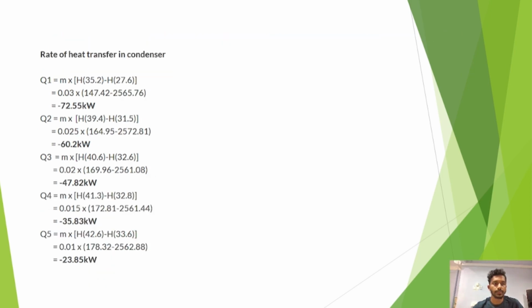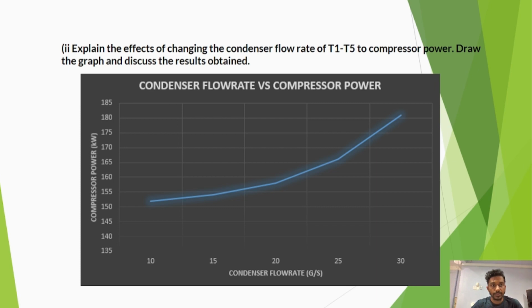The next part is to calculate the rate of heat transfer in the condenser. Using the same formula, we get the heat transfer rate for Q1 as negative 72.55 kilowatt, Q2 equals negative 60.2 kilowatt, Q3 negative 47.82 kilowatt, Q4 negative 35.83 kilowatt, and Q5 negative 23.85 kilowatt.